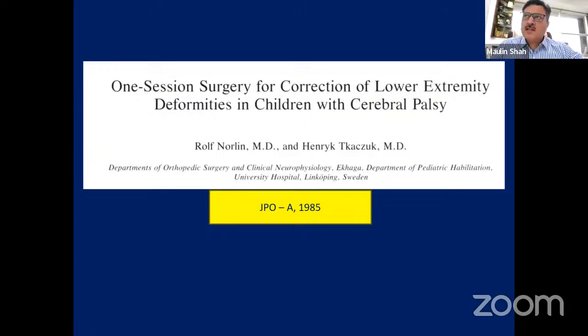If you see current literature, we see that the Melbourne group and the American groups have worked very hard in producing evidence about its effectivity. But the first group which coined this concept was from Sweden. Dr. Norlin and group published their first paper in 1985, and they termed it a one-session surgery.